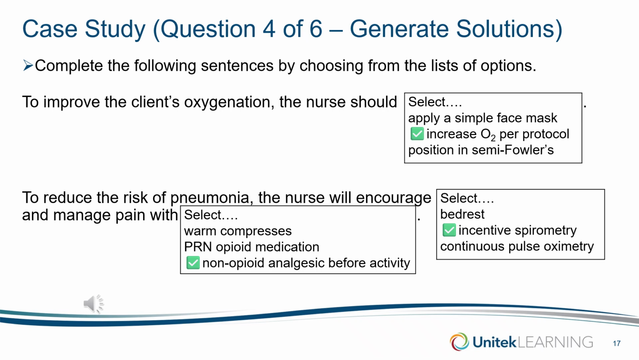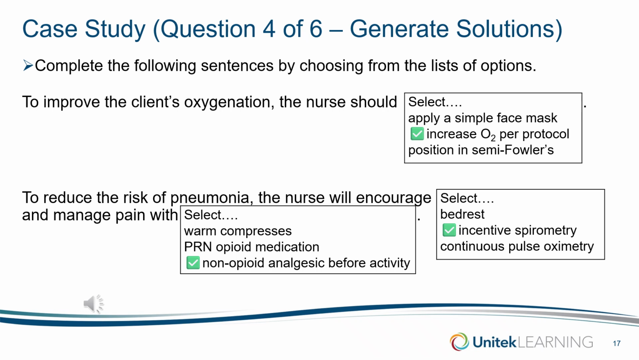The only correct option here is incentive spirometry. Incentive spirometry will help to expand the lungs and help with promotion of moving mucus out of the airways and promoting airway clearance. Bed rest will minimize that movement, and continuous pulse oximetry does not contribute anything to the effective airway clearance of the client.